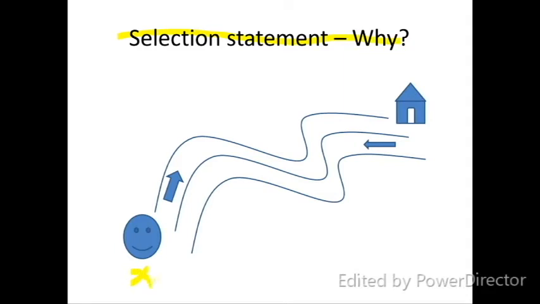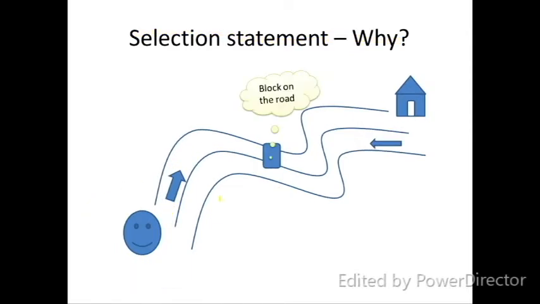So assume that a person X wants to go to his home having a two-lane road, where one lane is used to move in one direction and the other lane is used to move in the other direction. It's not always that both the lanes will be free. Now assume that there is a block on the road. What will this person X do? He will reach that point, and since there is a block, he will decide whether to come back to his original place or to take up the next lane.